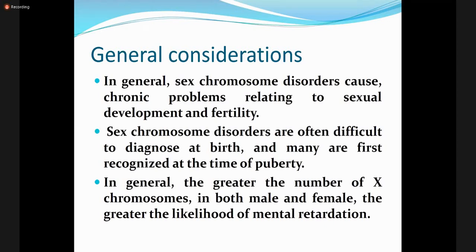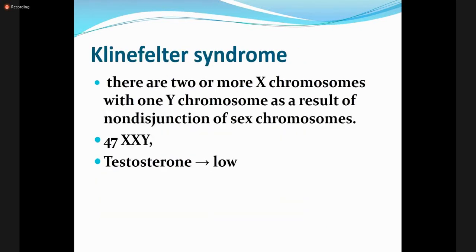Sex chromosome disorders are often difficult to diagnose at birth, and many are recognized at the time of puberty. The greater the number of X chromosomes in both male and female, the greater the likelihood of mental retardation. You can take it that the number of X chromosomes is directly proportional to mental retardation. The more X chromosomes a person has, the greater the likelihood of mental retardation.